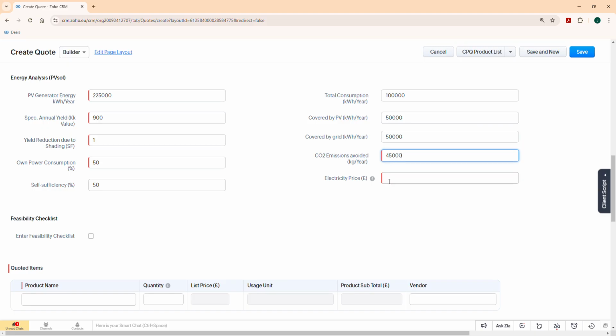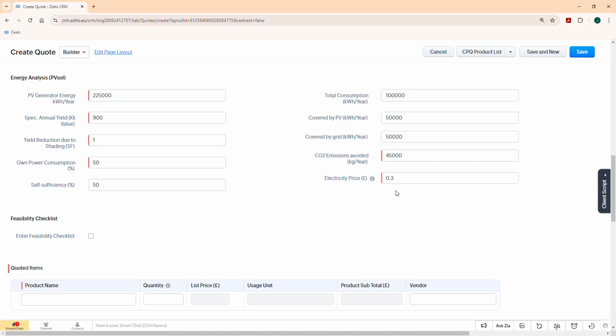And the electricity price, I don't know what that is. It differs obviously from customer to customer, but I'm going to choose 0.3 at that point. Again, it's pounds, not pence. So don't put in 30 pence. Put in 0.3 pounds. Okay, that's really quite important. So there we have the energy analysis section, which is created from PV sol.